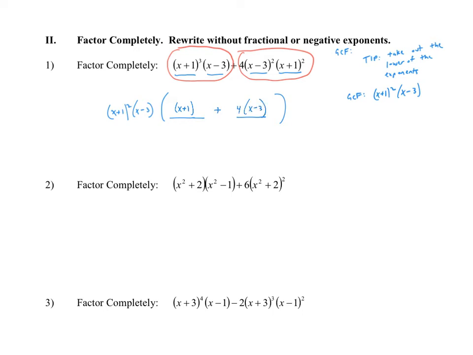Finally, we're going to simplify what's in here. We have x plus 1, and if we distribute the 4, we get 4x minus 12. If we continue to simplify, we have x plus 1 squared times x minus 3 times 5x minus 11. So you should now be able to do 2, 3, and 4.